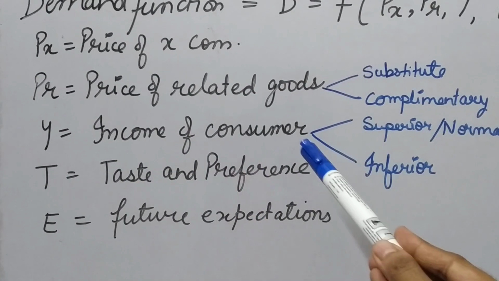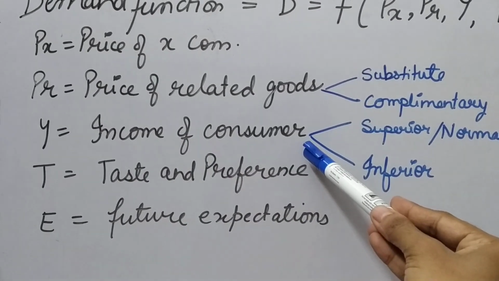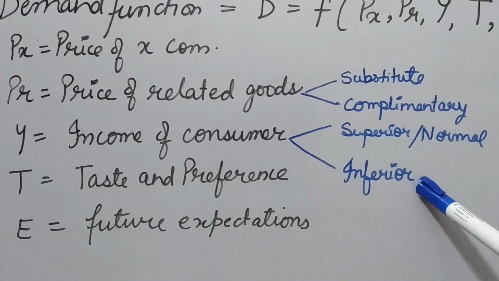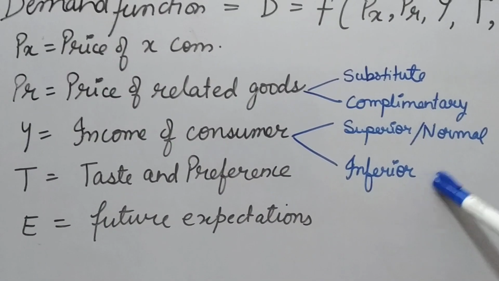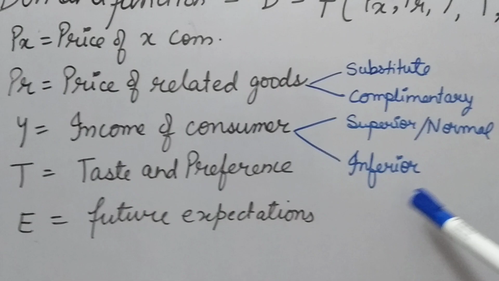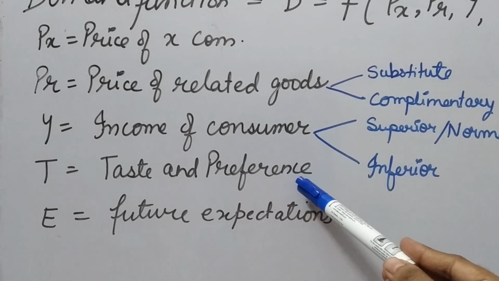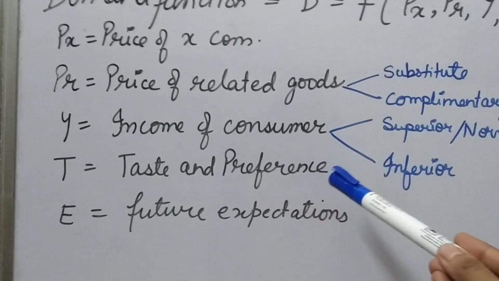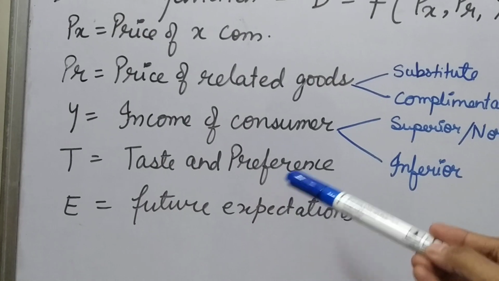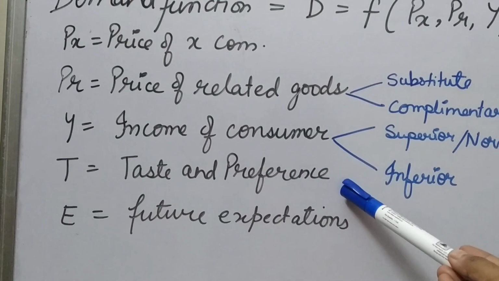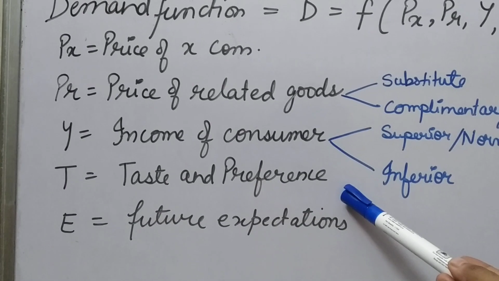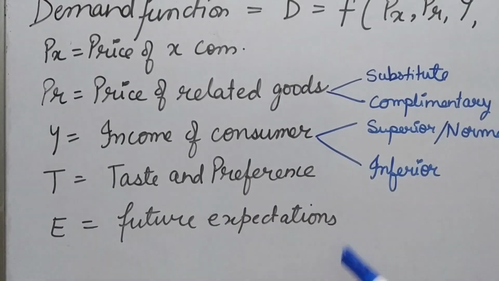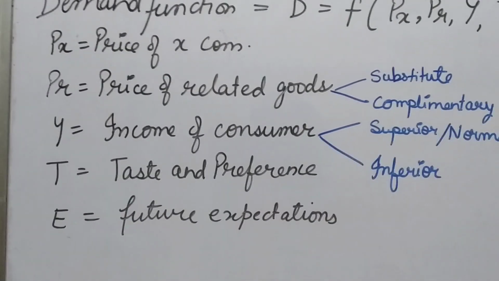Another factor, that is the income of the consumer. Yeah, this is also a very important factor which affects the demand of the commodity. Sometimes superior and normal goods are there and some are inferior goods. So income also affects the consumption of both types of goods. Fourth factor is taste and preference. Yeah, customers' taste and preference is very important. If we are giving the preference to that particular commodity, then we will purchase that commodity. If you are not giving the preference to that commodity, we will not purchase. E, future expectation, that means in future what will be the price of this commodity, so accordingly we will consume these goods in the given time period.